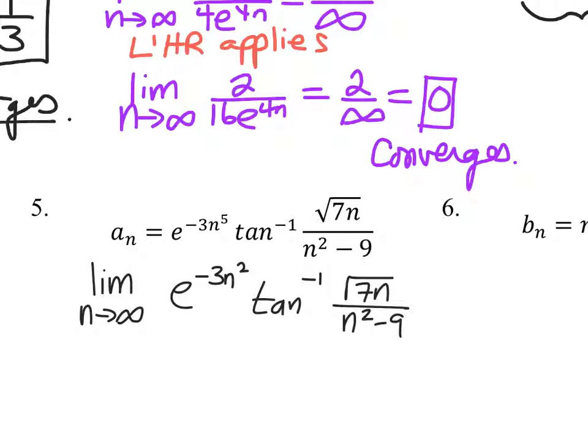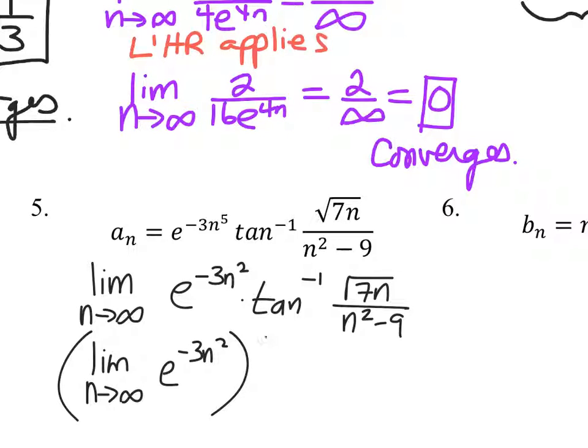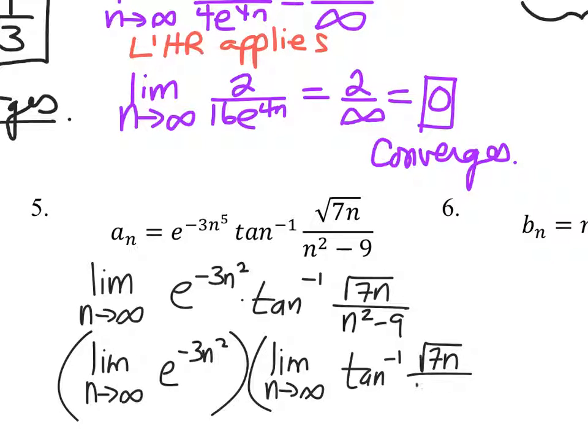Now, this would be a beast to put in your calculator, but not impossible. If you're in doubt, put it in your calculator and see what's going on. It will exist for large values of n, so that's good news. But what I want to do is clean it up a little bit, because I know that the limit of a product is equal to the product of the limits. So, limit as n approaches infinity of e to the negative 3n squared, multiplied by the limit as n approaches infinity of the inverse tangent of the square root of 7n over n squared minus 9.